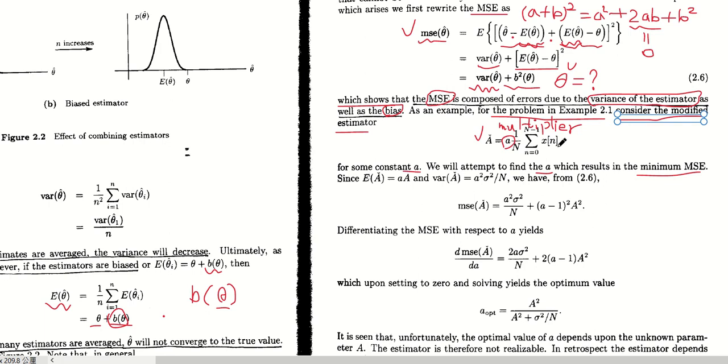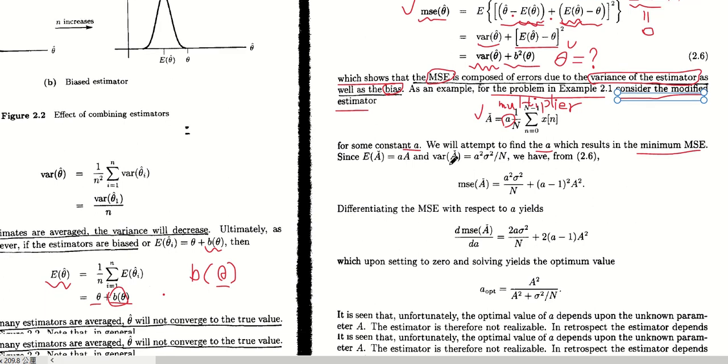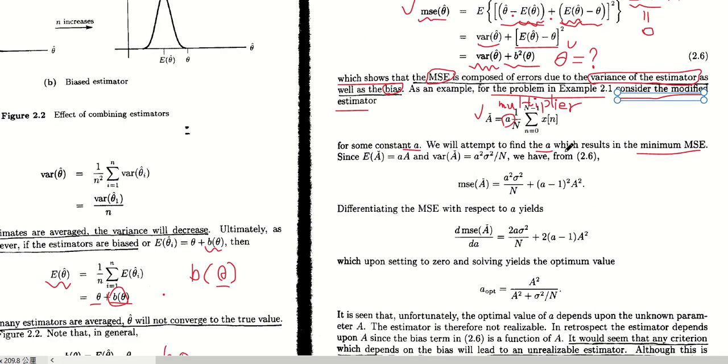Recall that a lot of things can be by design, right? 就是这个 estimator 本身是一个设计的问题，所以 a 是可以设计的。a is on our design. It's not some kind of magic number. It can be adjusted by our design. So we will attempt to find the a which results in the minimum MSE.